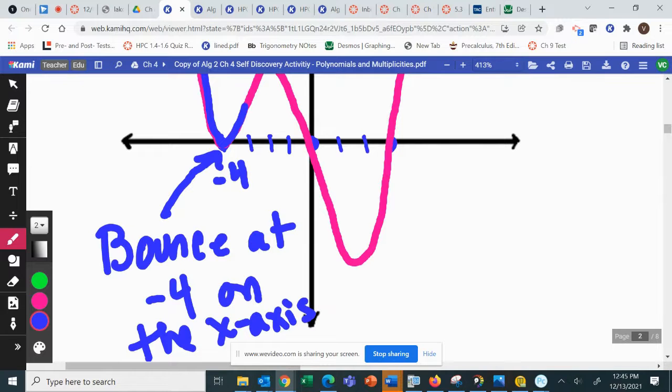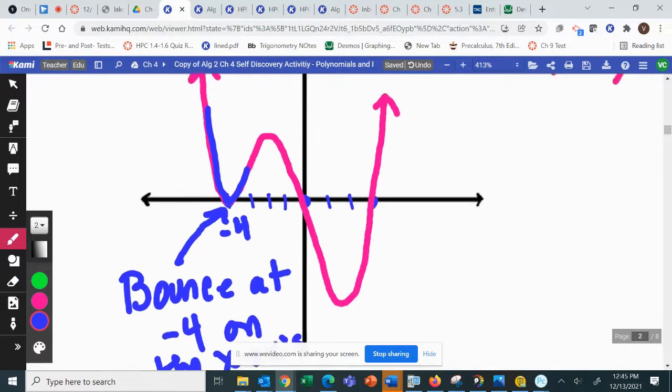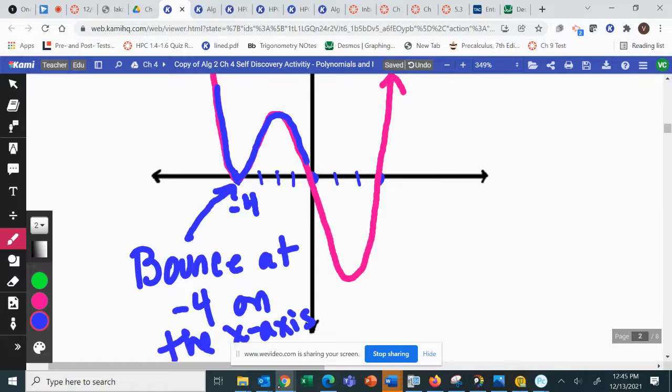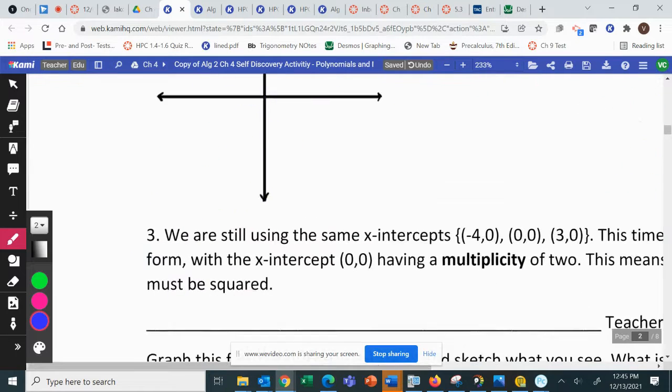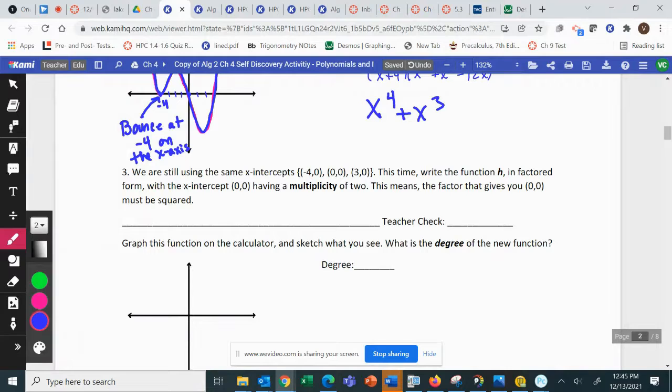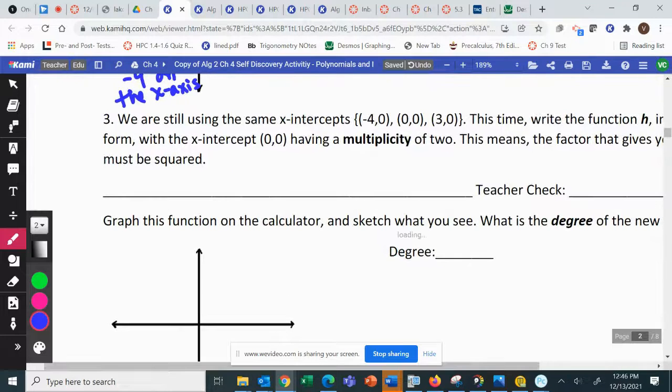Like right on the x-axis, we kind of bounce. And is that happening at 0? No. Is that happening at 3? No, those just pass right through. Okay, and then from there, you guys had to go and write other equations and get teacher checks. So we're going to go through and check those.